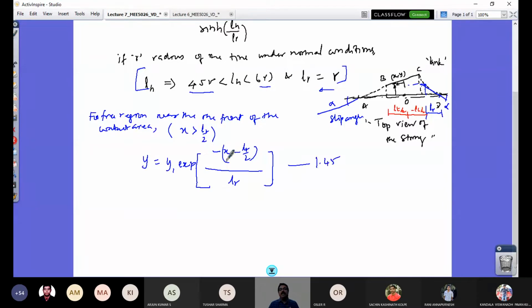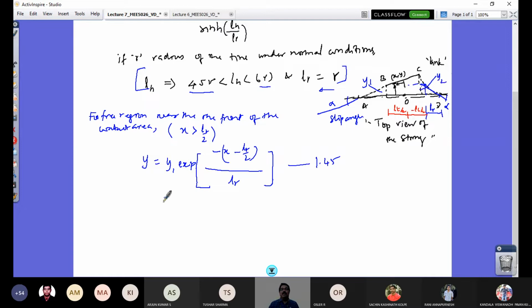So you put in x equal to LT by 2, which is point B. If I put that, what's happening? This is going to be 0, I get y1. So I get this distance here is y1. This portion is y1, whereas this portion is y2. Already we have seen, this is y2.